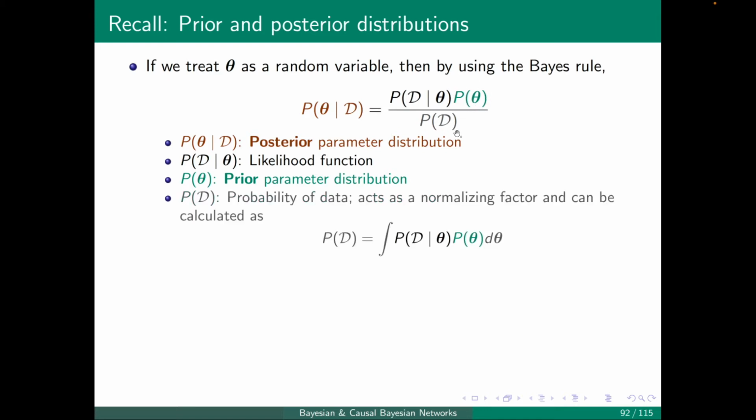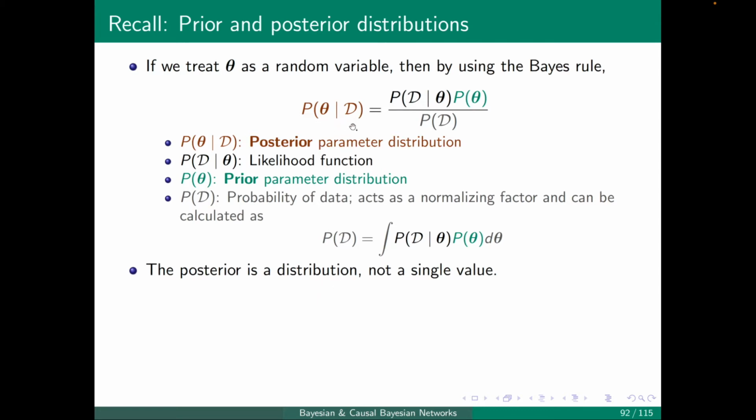And P of D is the probability of data, which acts as a normalizing factor and can be calculated by marginalizing theta from the numerator. We have seen the formula for the discrete case. This is just the continuous version. So we'll have the numerator, this is just P of D and theta, and I'm integrating it over theta. The posterior is a distribution, not a single value.